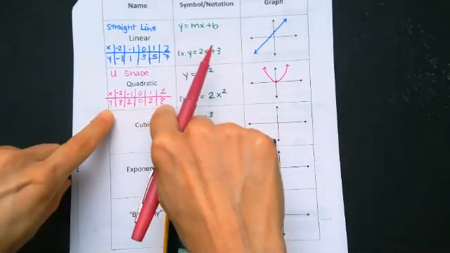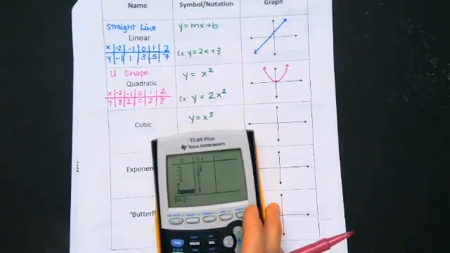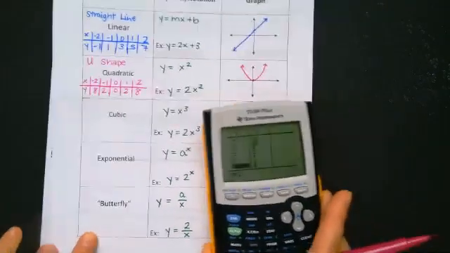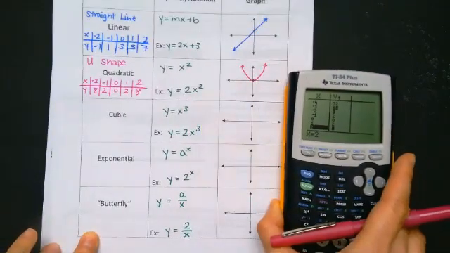It's at 2, and then it's at 8, and then it will continue that way all the way through, and that is significant for a quadratic graph. Okay, let's do the next one.